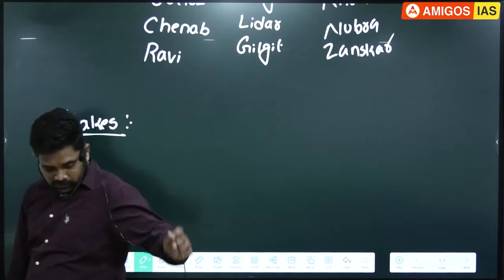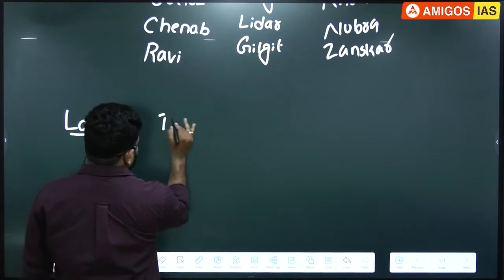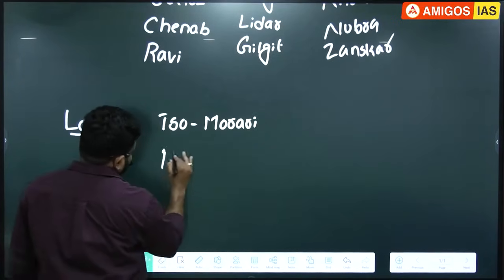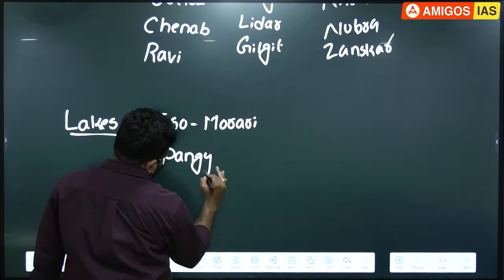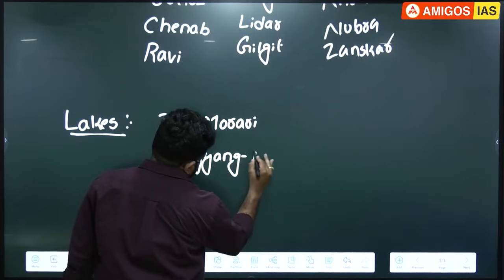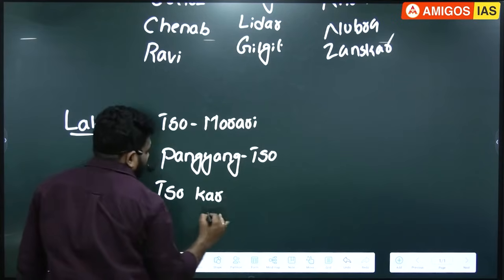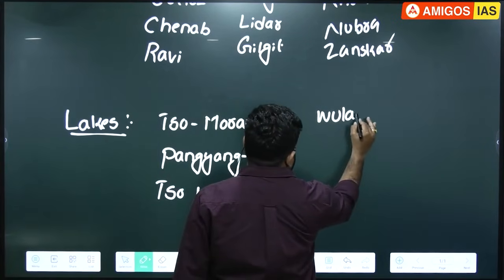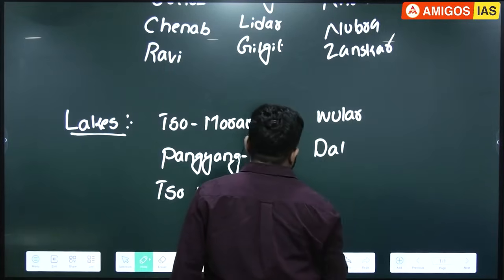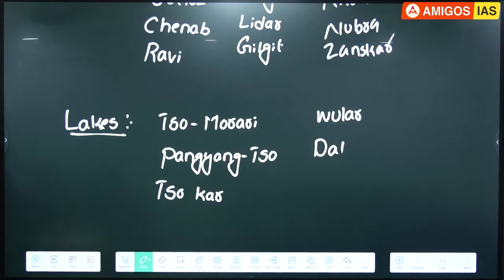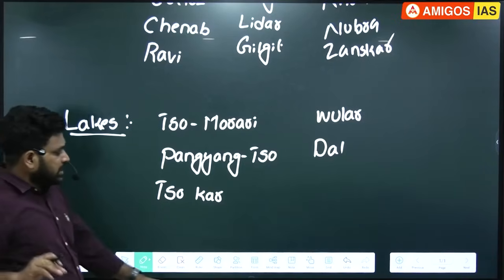The important lakes, like the first one is Somorari, Pangyangso, Sokar, Ular, Dal Lake. Okay, these are the lakes.